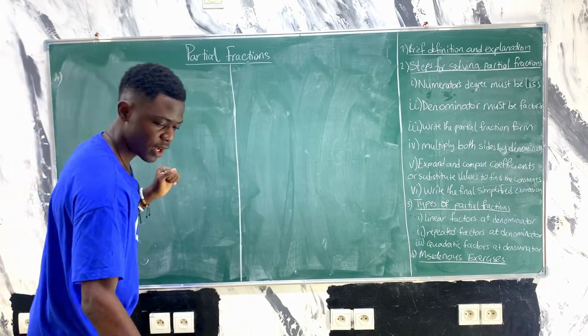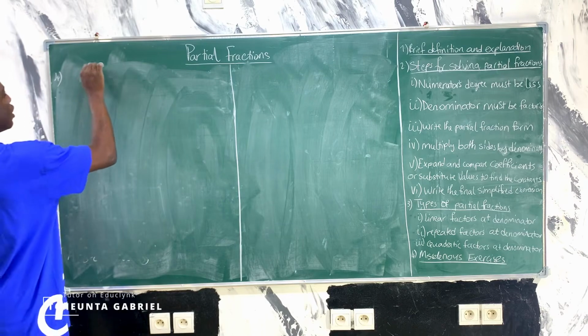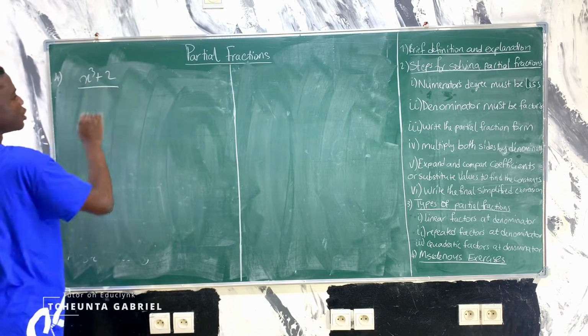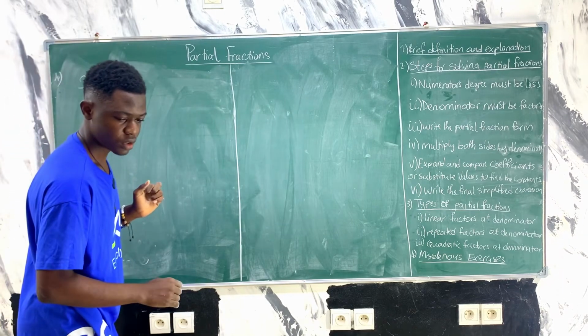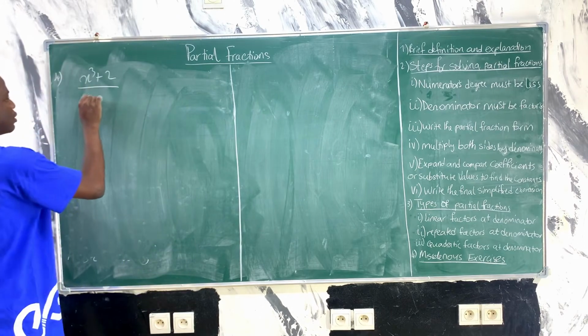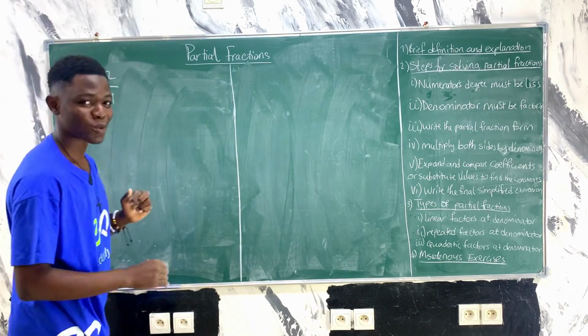Okay, so firstly we have x cubed plus 2 divided by x squared minus 1.